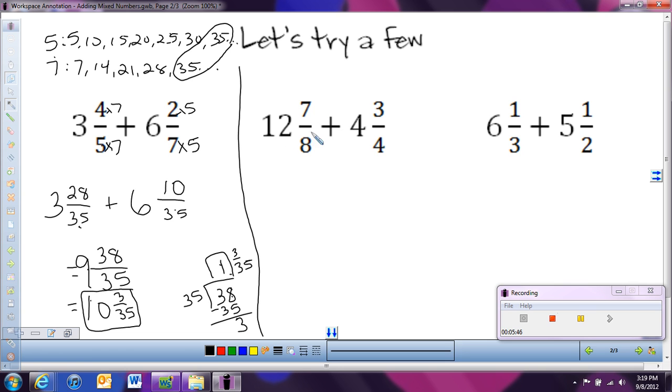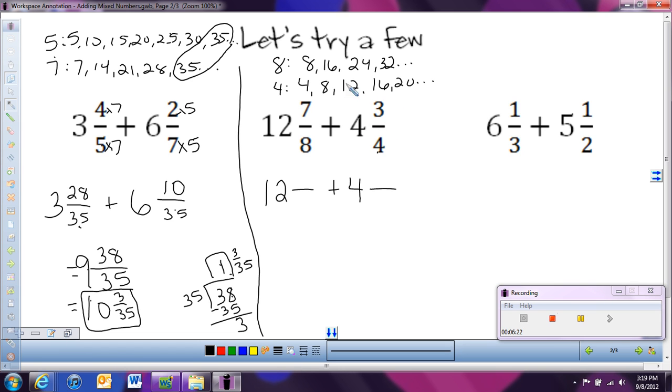So here we have 12 and 7/8, and we have 4 and 3/4. Step 1, get common denominators. So I'm going to write my fraction down, and now I'm going to find my common denominator between 8 and 4. Counting by 8 would be 8, 16, 24, 32, and so on. Counting by 4s would be 4, 8, 12, 16, 20, going on from there. And I do see our first common multiple, which is 8.